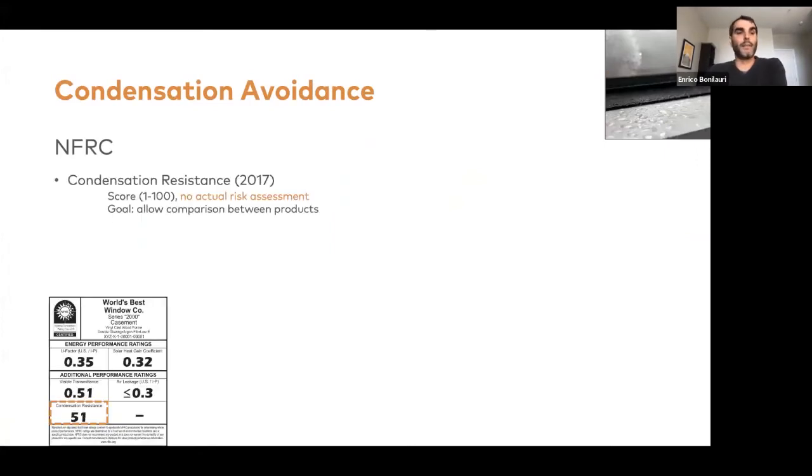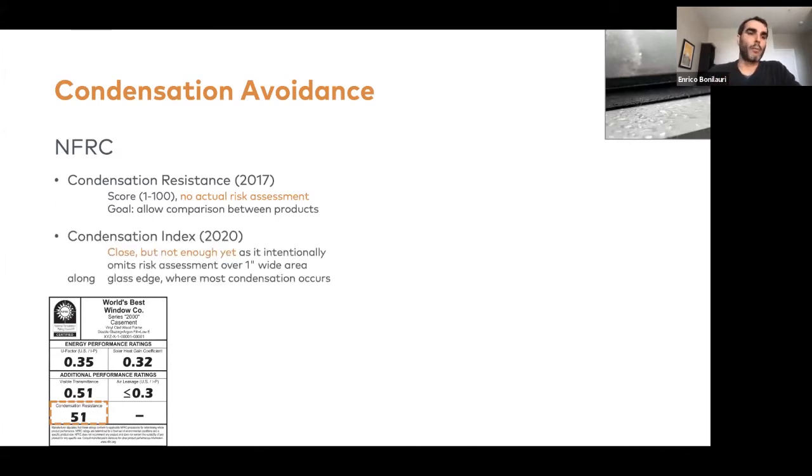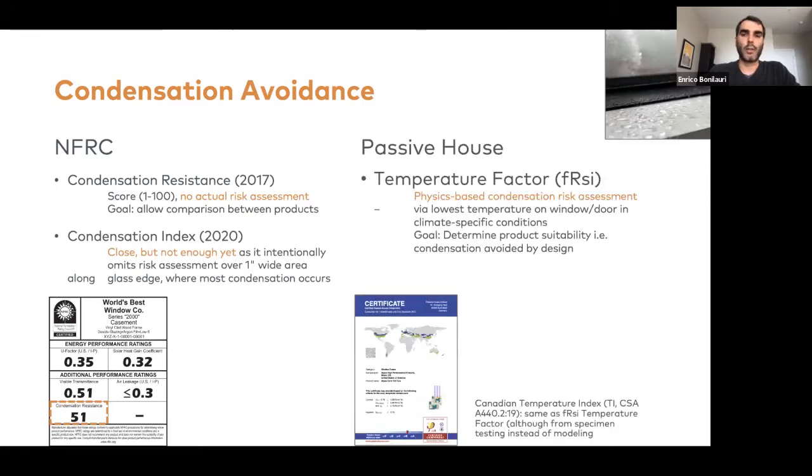In fact, NFRC, until a couple of years ago, had the condensation resistance, which is highlighted in the bottom left label with the number 51 in that case. And that does not really address much. It's only used as a way to compare different products, but it does not really address an actual actionable item to avoid condensation. They are now moving to a condensation index, which is getting closer to the way passive house approaches things, but it's not there yet. Passive house uses the temperature factors that I covered earlier, and those apply to all parts of the building in order to avoid mold and condensation throughout the building.